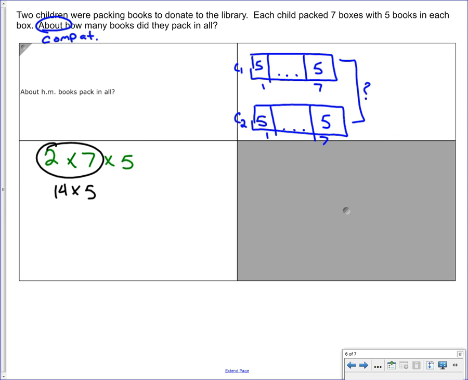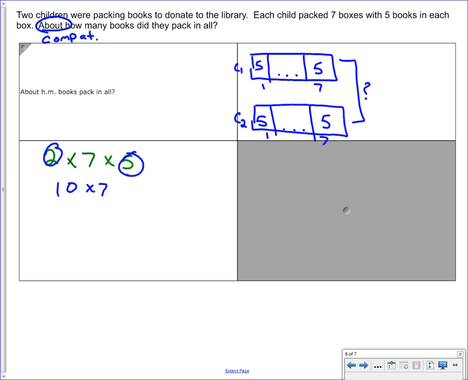Or what if we grouped, didn't work. What if we grouped 7 and 5? Then we would write 2 times 35. We could also group our 2 and our 5 together. We'd have 2 times 7. I'm sorry, 10 times 7.